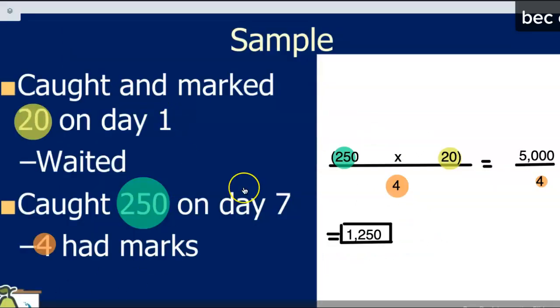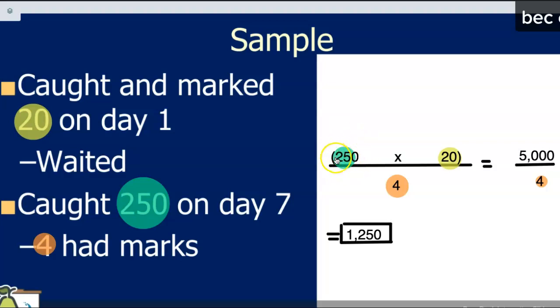All right, so just another great example of somebody who did us a favor to color code. So 20 were the ones that we caught on day 1 and that we marked. We let them go. We came back again. We caught 250 of them the next time. Does this number really matter? No, it's just how many we caught the second time.